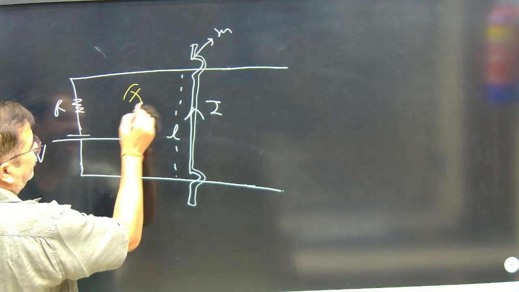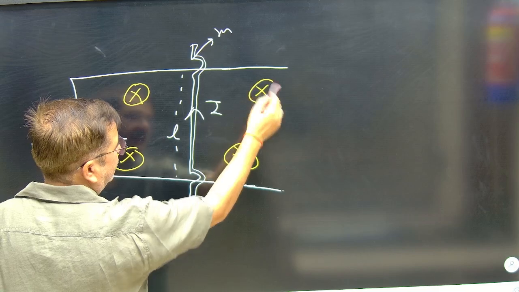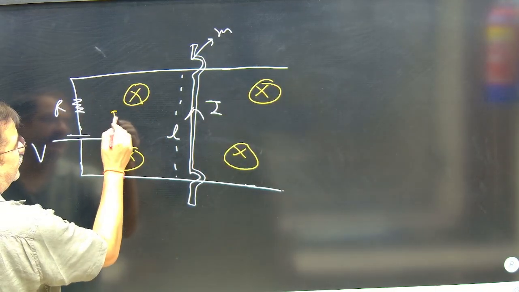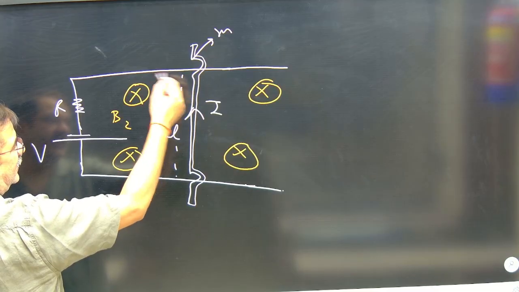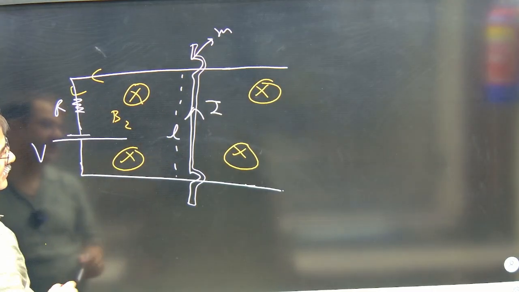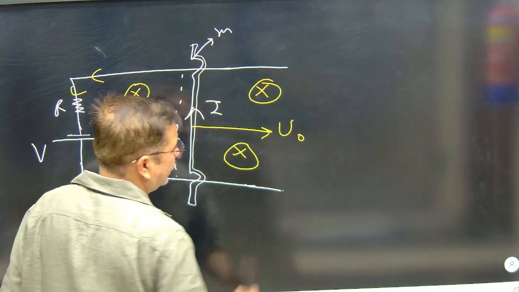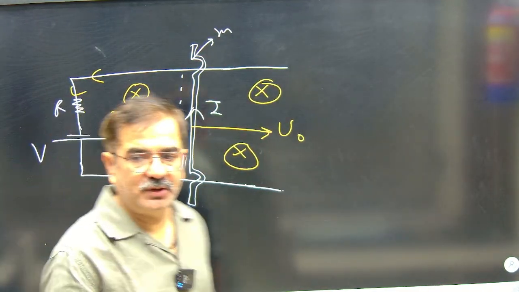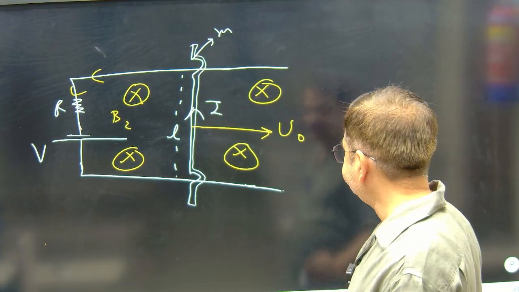Some external magnetic field is arranged here. It is B2, not due to the current flowing in the battery and rod arrangement. No, it's not due to current I. This field is external. And if this rod is given an initial velocity V0, it can be asked what is the velocity of the rod as a function of time t.